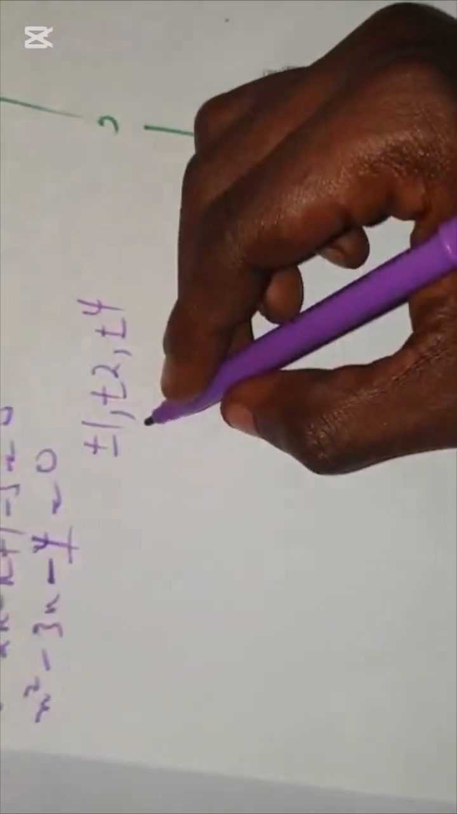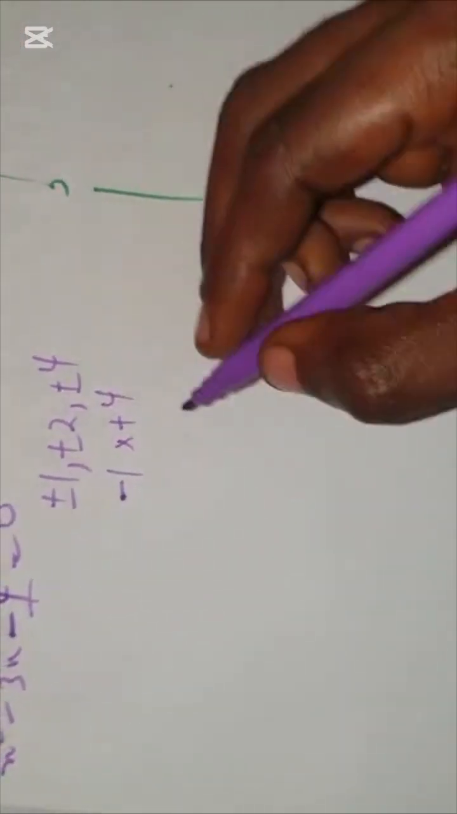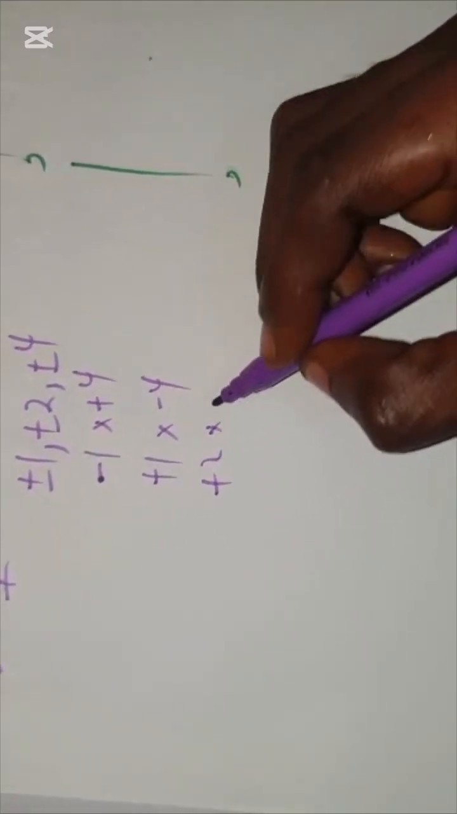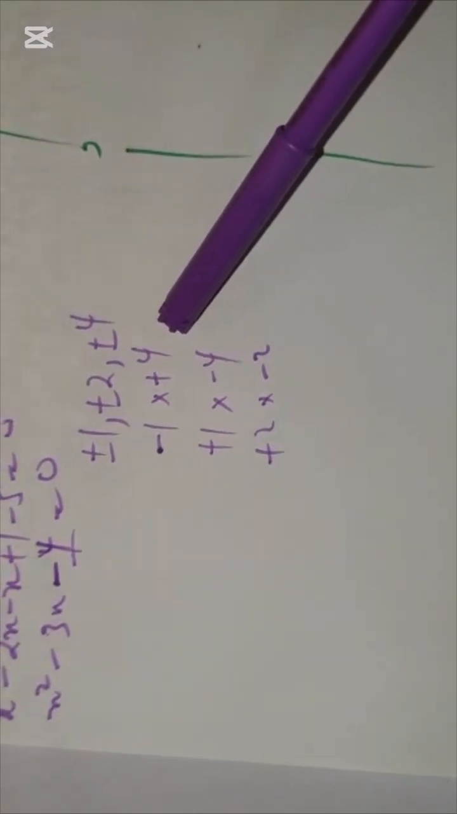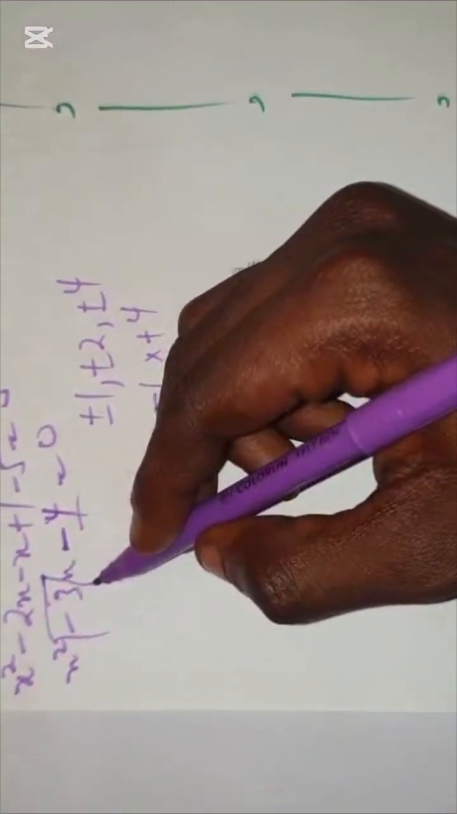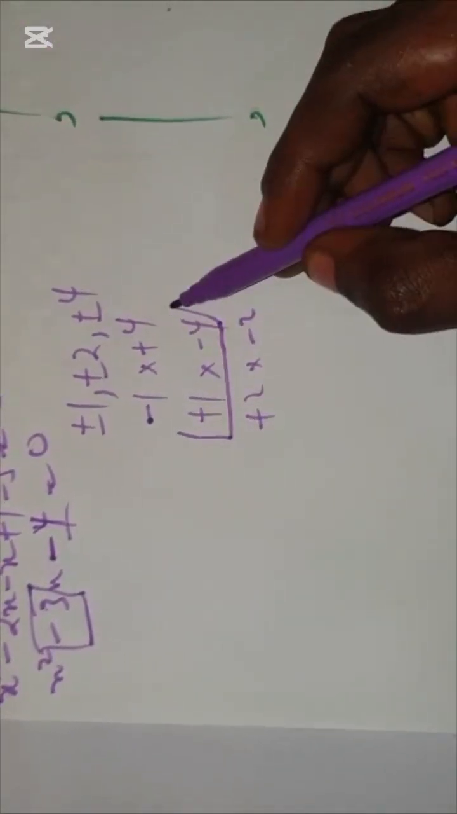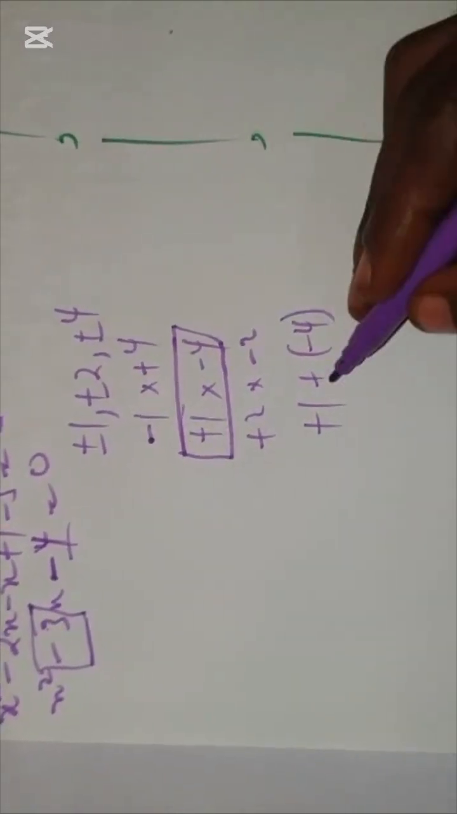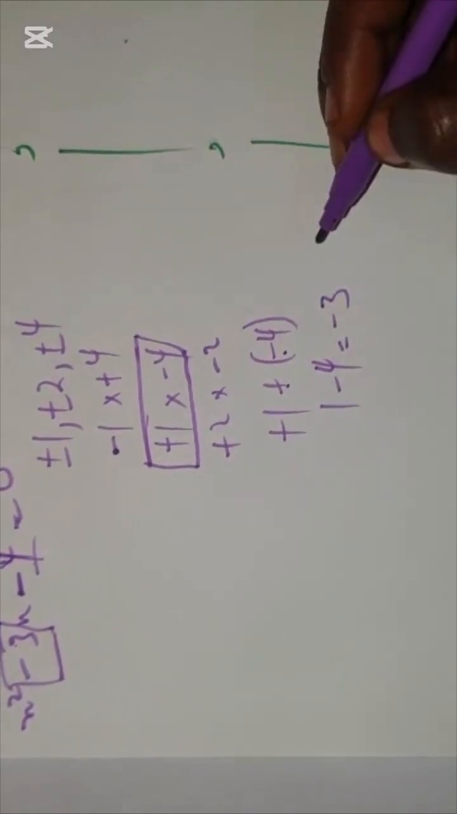Now in this case, we have minus 4. So this means it's either minus 1 times positive 4, positive 1 times minus 4, or positive 2 times minus 2. Now, as we've written down these factors, we must find which gives us a sum of minus 3, which is the coefficient of the variable x. And from the list it's going to be positive 1 and minus 4, because positive 1 plus minus 4 gives minus 3.